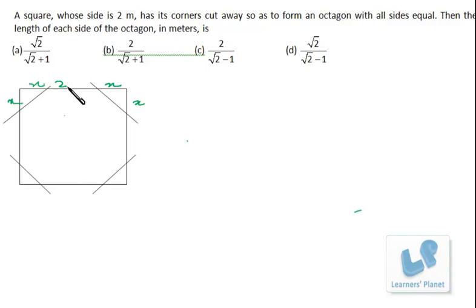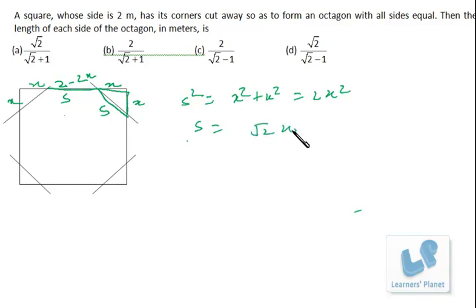So this length will be 2 minus 2x. The total length is 2 and we are deducting x from this side and x from this side. So this length will be 2 minus 2x, and this will be the same as this length. Okay, because this is also a side of the octagon and this is also a side of the octagon. Now we can see a right angle triangle over here, so we can calculate the length of this hypotenuse. Suppose it is s. So s square is equal to x square plus x square, that is 2x square, or we can say s is equal to root 2 x.